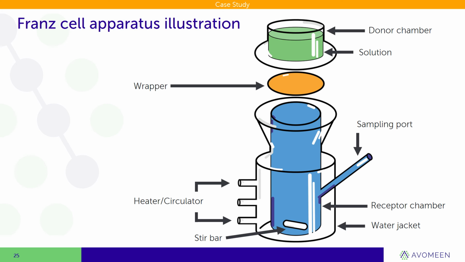And well, this top part isn't important for a migration study. It's just used to hold the wrapper in place. And the printing side is on this side, and the food simulating solvent is on the other side. And you sample with a needle, and then the rest of this apparatus is just to circulate a medium to keep it warm, and to have a stir bar. And I'll show you what this really looks like. Here's ours.